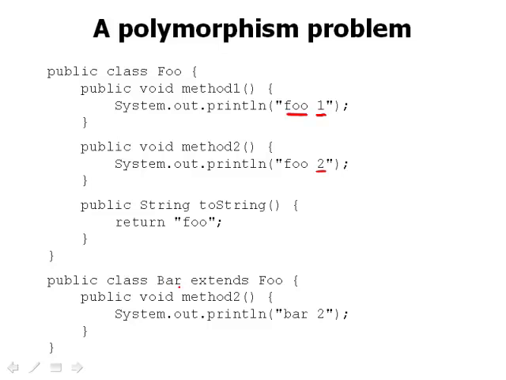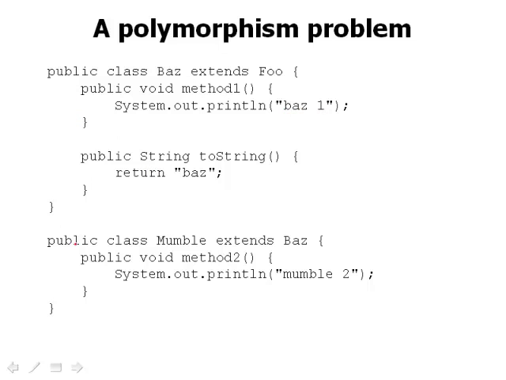So the bar class, the second one here, extends the foo class, and it overrides method 2 to print bar2. But of course, since it extends foo, it also inherits other behaviors from the foo class, like method 1 and toString. On the next slide, we have a couple other classes. We have a baz class that extends foo as well. It also has a method 1 and a toString. And we have a mumble class that extends the baz class and adds a method 2.